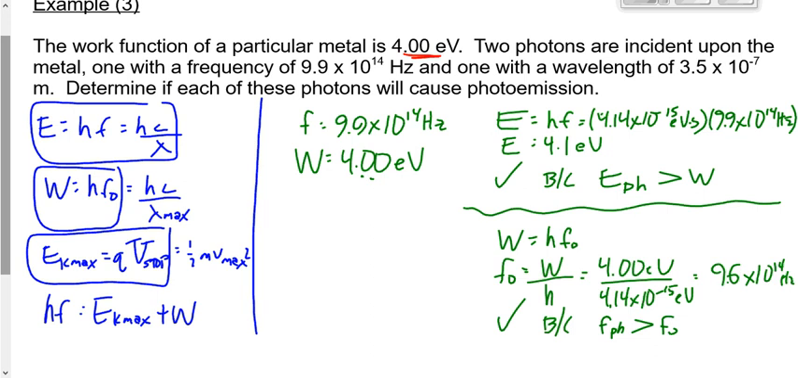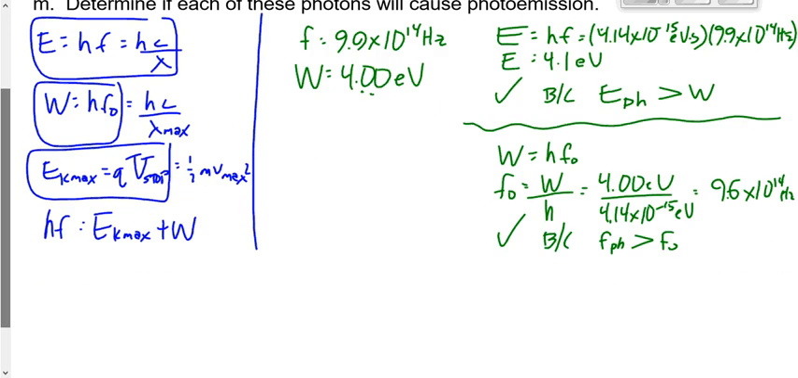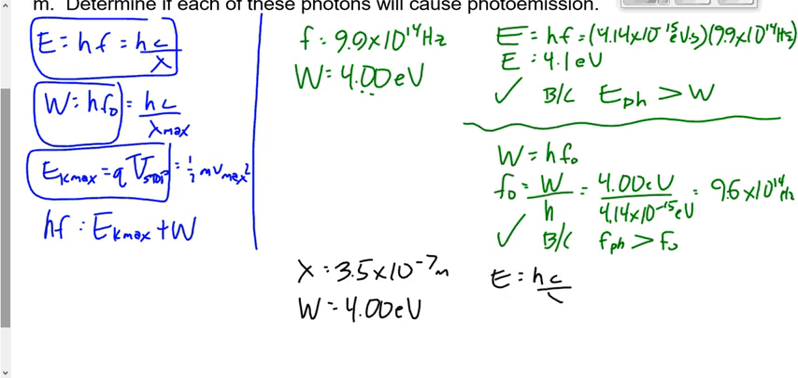Now, the other one's going to be our black problem. This is the one where my wavelength is 3.5 times 10 to the negative 7 meters. My work function is still the same. Connor, which way do you want to do this one? I did that. Okay, so we could solve for the energy saying E is equal to hc over lambda.